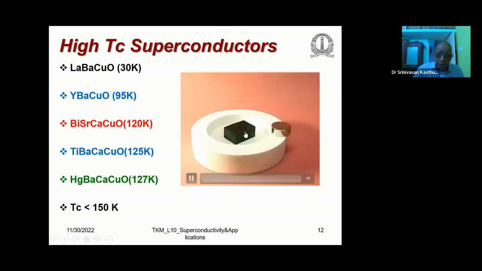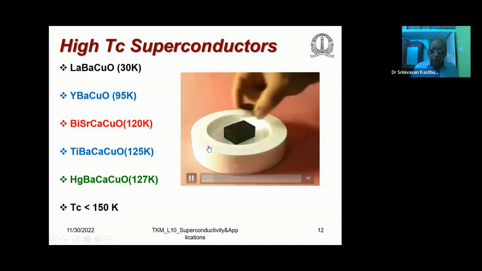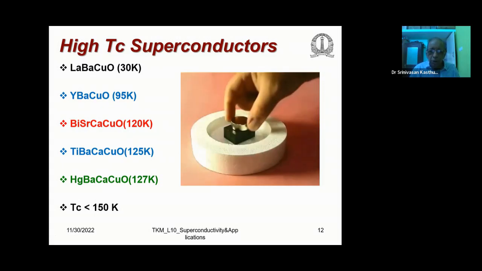I'll show you this video once again. I hope you might have seen it earlier. So you can see here, this is an ytterbium barium copper oxide. This is just a magnet. And this one is going to be put on top at room temperature. Okay, nothing great is going to happen. It's just going to sit on the top.